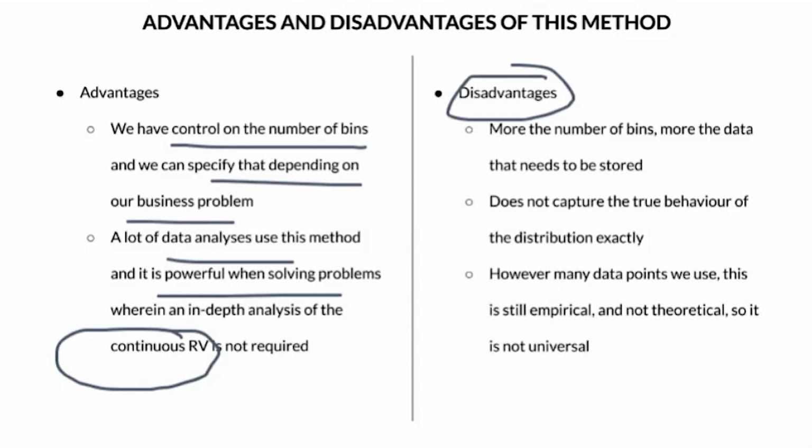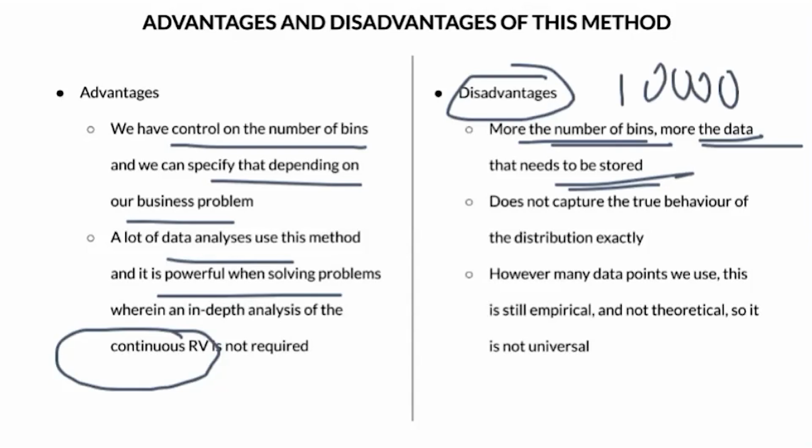What are the disadvantages? The more the number of bins, you are actually trying to store more data. We had 10,000 observations in the data set that we saw. That's a lot of observations. And in real life, we will be dealing with many lakhs, many tens of thousands of observations. So that's a lot of data, computation and storage that you're asking for a simple distribution.